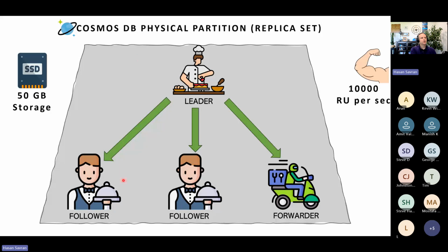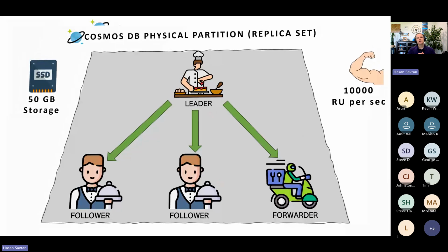In here, we don't really have any control. You cannot change the limits. You cannot change this number. You cannot change the number of followers or leaders. This is really just hard-coded in Cosmos DB, and there's nothing we can do at this level.